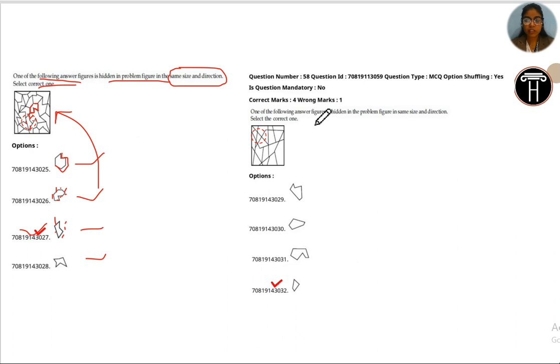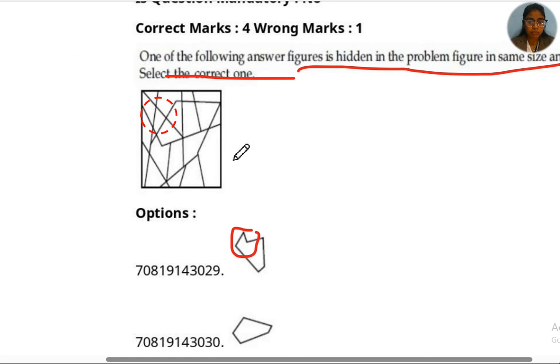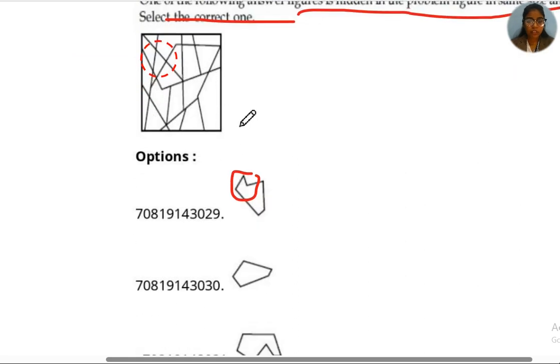One of the following answer figures is hidden in the problem figure in the same direction. Select the correct one. Again, you have to do the same thing. Now start looking over here. As you can see, this is forming an edge kind of structure and a kind of surface over here, which can't be seen in the whole image. You're not getting to see any kind of triangle forming over here.